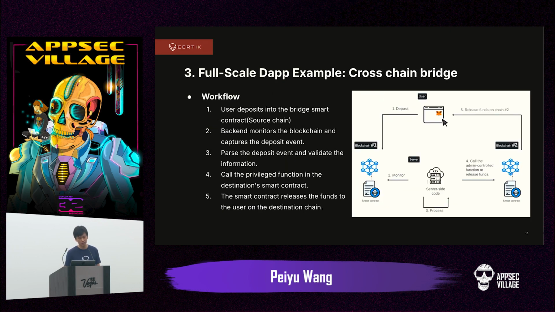One example of a full-scale Dapp is a cross-chain bridge. A cross-chain bridge allows users to bridge tokens from one blockchain to another, for example, to Polygon. Because smart contract blockchains cannot talk to each other, this type of application must require a backend component. So how a bridge works is, on the source chain, the user deposits tokens to a source-chain smart contract, and the backend monitors that deposit event and processes it. If everything looks good, it will call the privileged functions in the destination-chain smart contract and release the funds to the user.